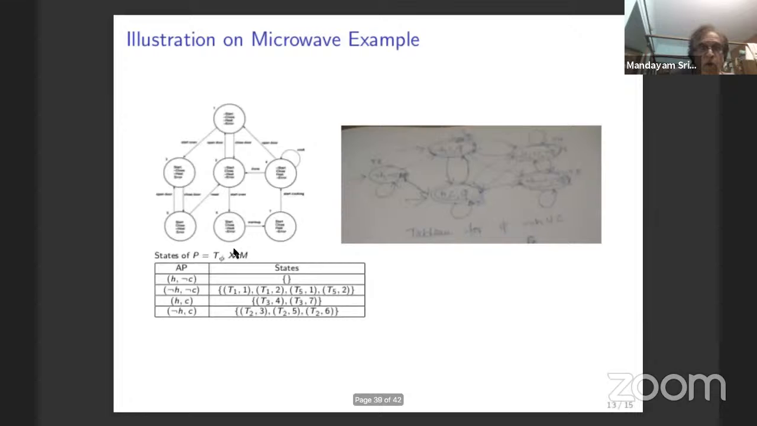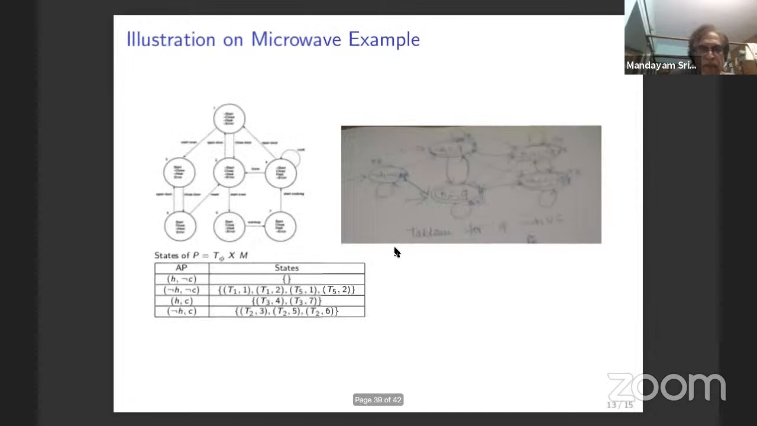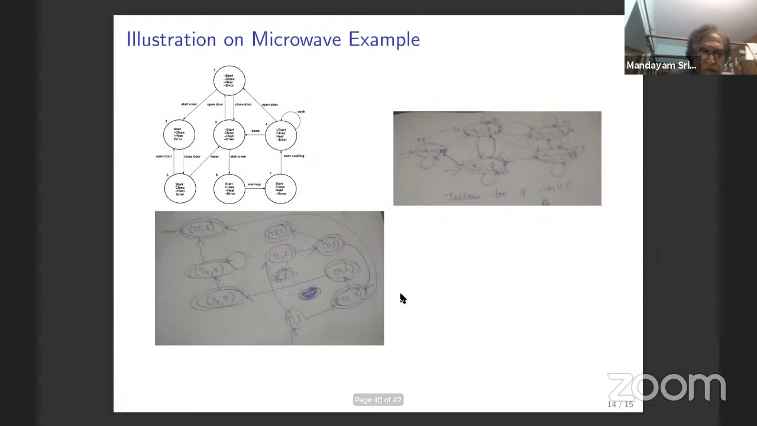And if you follow, I've constructed this exactly following this, that there must be a transition. Once you match up the states, there is a transition in the product machine if there's a transition in both the Tableau as well as M from that state. And that's how I've constructed it here.